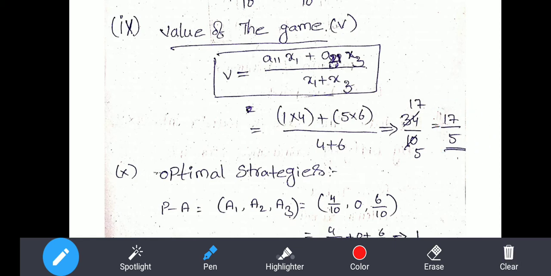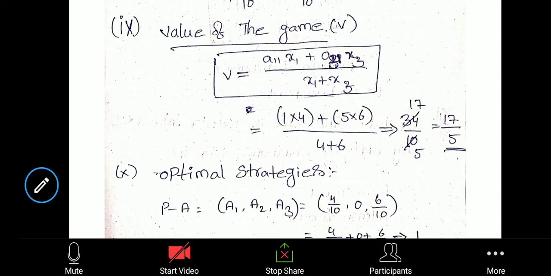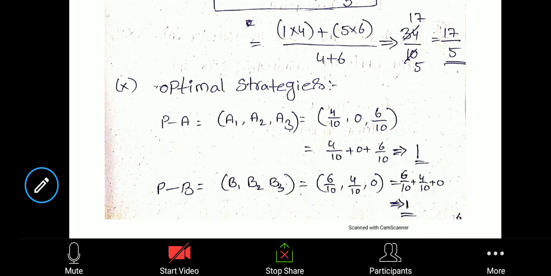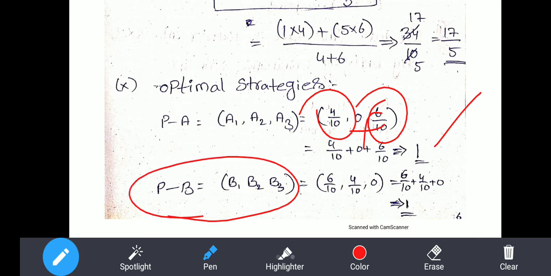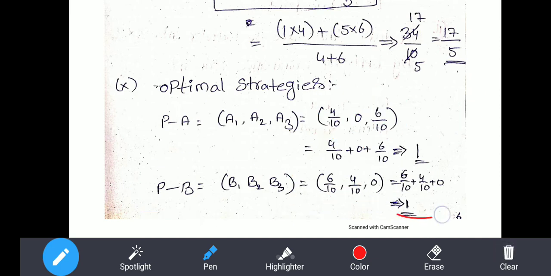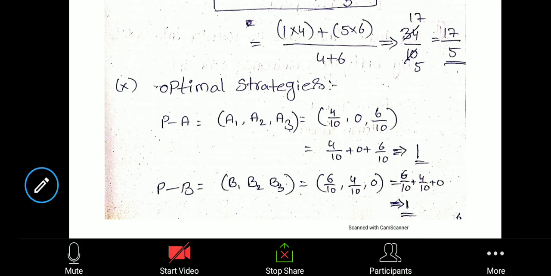Whatever probability values are obtained in the mixed strategy, the sum of all the probabilities will be equal to 1. So for A1, A3, the probabilities are 4 by 10 and 6 by 10, and the sum of these two is equal to 1. For B1, B2, the sum of 4 by 10 plus 6 by 10 is also equal to 1. This is about the dominance principle in a problem.